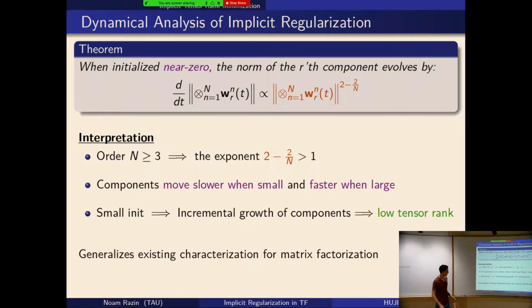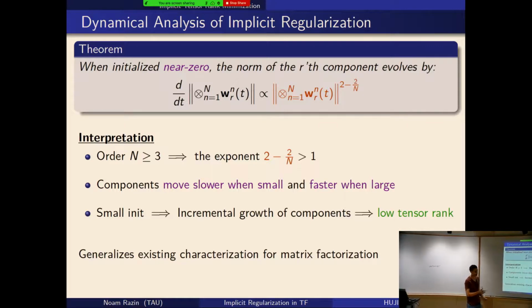And it's worthwhile mentioning that this generalizes an existing characterization for matrices in a sense, but there it's the singular values that obey a similar dynamics. So they're similar in spirit, there's a similar result for matrices, but there it's the singular value, so it's not quite the same. So are there any questions about the result?